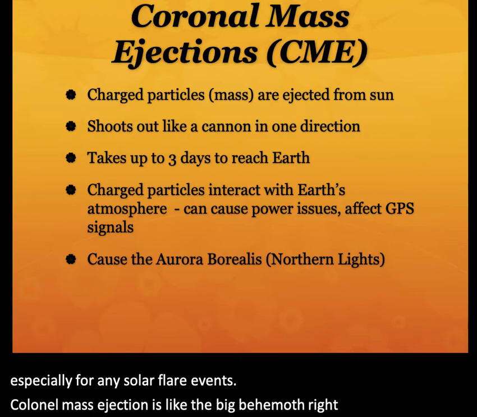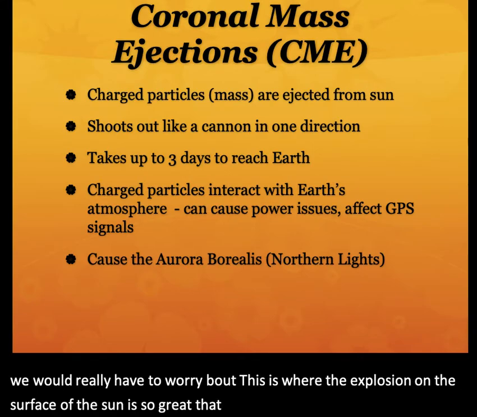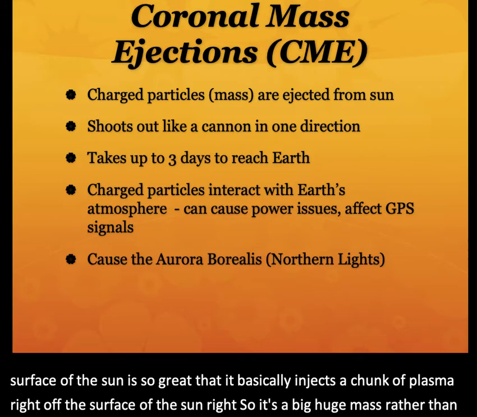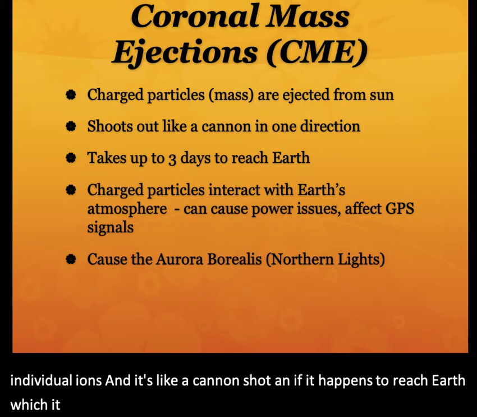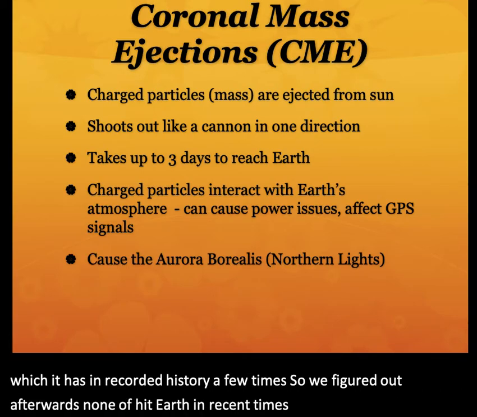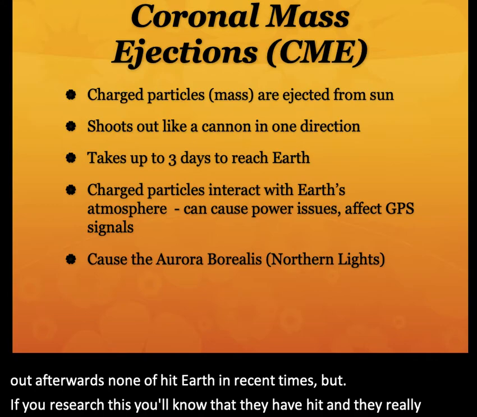This is the one that we would really have to worry about. This is where the explosion on the surface of the sun is so great that it basically ejects a chunk of plasma right off the surface of the sun, right? So it's a big, huge mass rather than individual ions. It's like a cannon shot, and if it happens to reach Earth, which it has in recorded history a few times, so we figured out afterwards, none have hit Earth in recent times, but if you research this, you'll know that they have hit, and they really could take down the power grid, right?